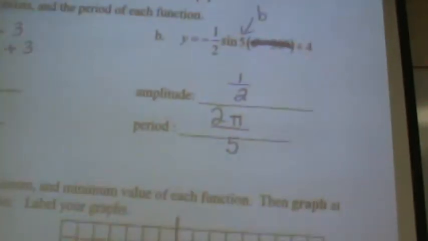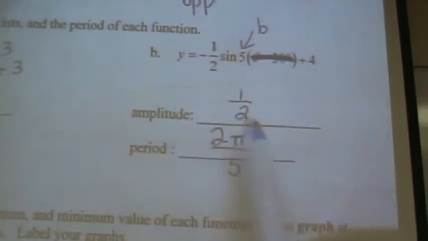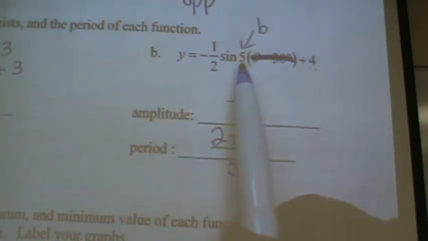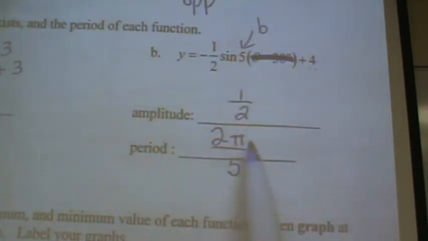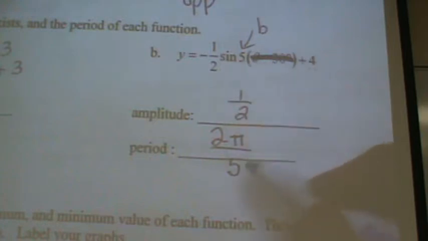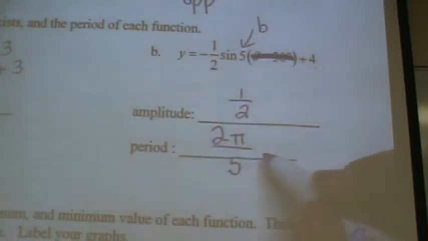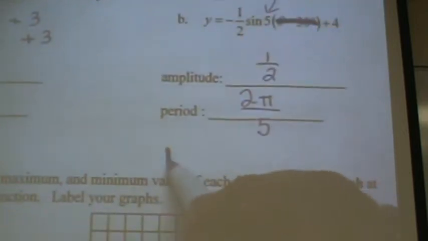Check out this one. We didn't do phase shifts. We did period changes. This one has a 5 as a b value. So what is the amplitude? It's 1/2. And your period, you take 2 pi and you divide it by that b value, which is 5. So the period is 2 pi over 5. And we went further into this. We divided this into 4 increments. We did the increments part too.